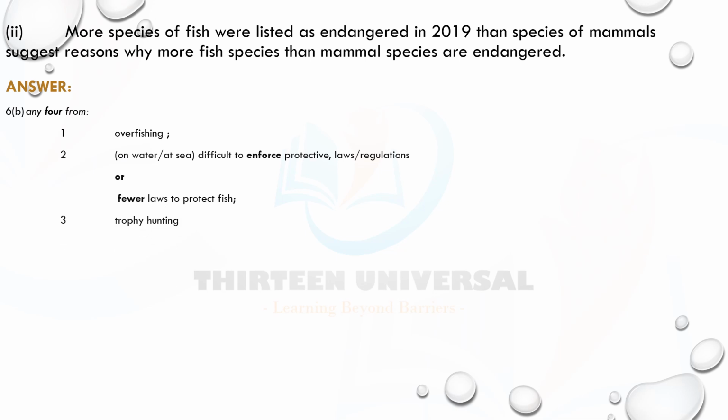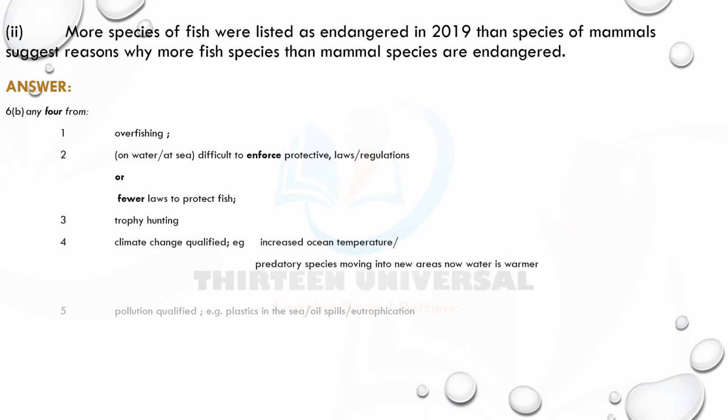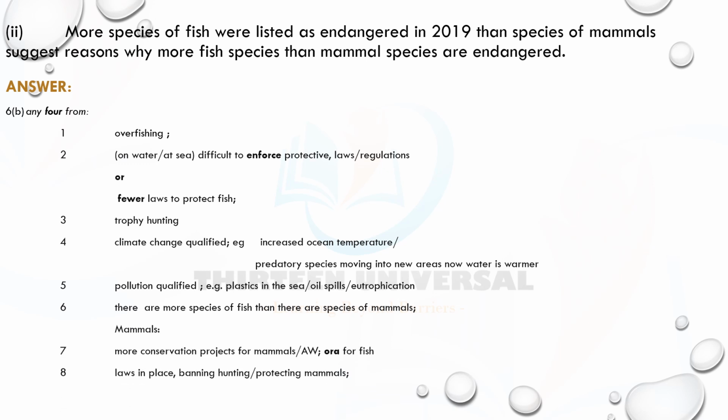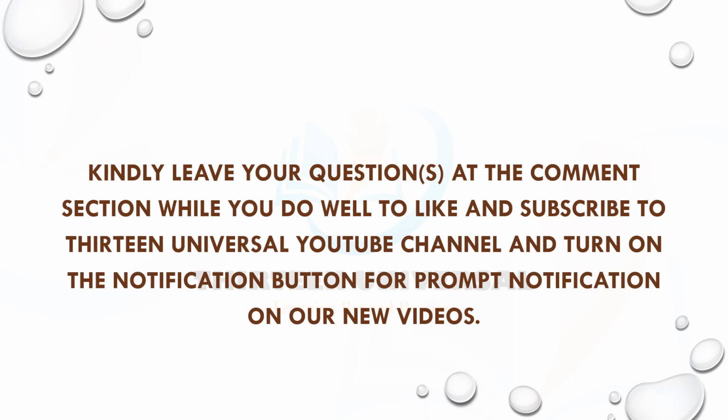Fewer laws to protect the fish. There's trophy hunting. Climate change, yes, which causes predatory fish to move into new areas. Pollution, plastic, oil. So these are the reasons. There are more conservation projects for mammals. So look at it very well. Remember that when they ask you to suggest, they want you to think outside the box.